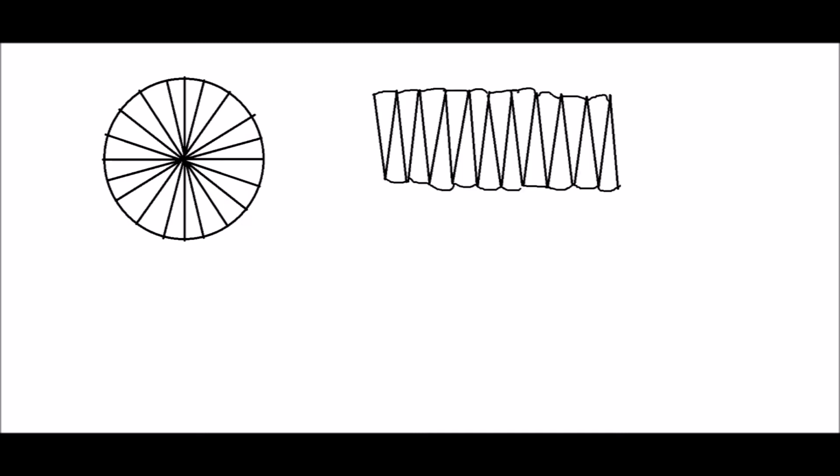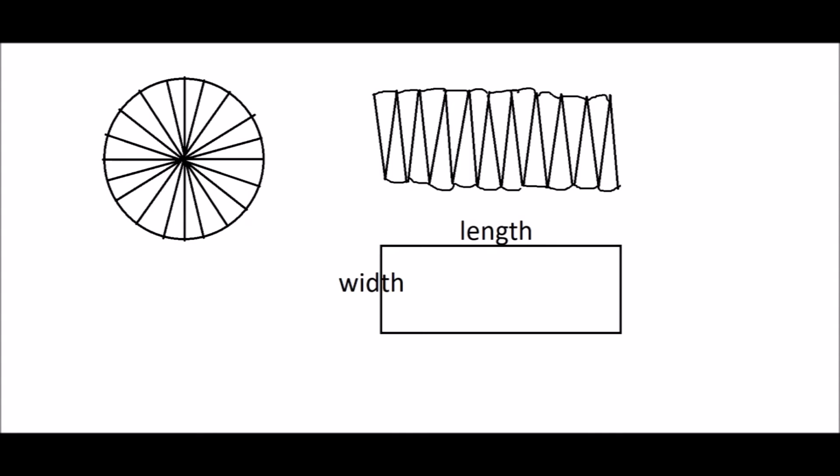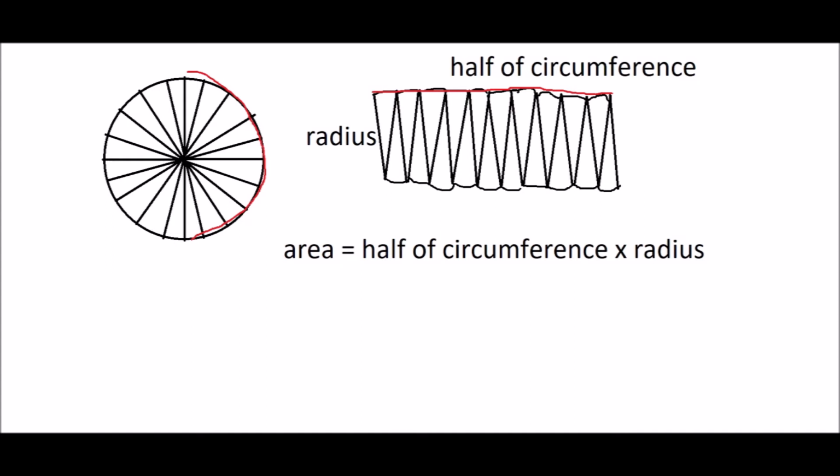Let's say we have a circle and we cut it into smaller pieces like this, and we lay it down in the form of a kind of rectangle like this. Because it resembles a rectangle, we can find the area just like a rectangle. For a rectangle, we multiply length and width, but in here, we multiply half of the circumference on the top and the radius. So the area is half of circumference times radius.